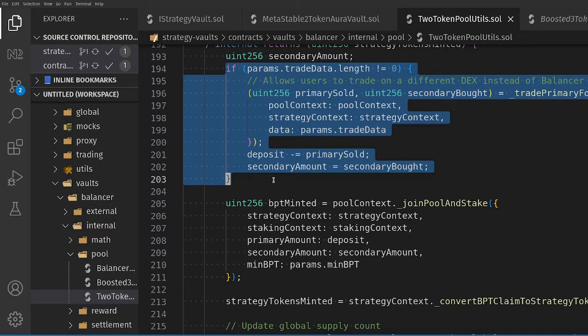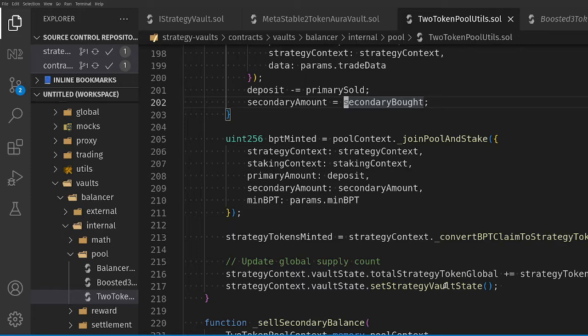They can either go in ETH single-sided, because this is a metastable pool, so the IL, the impermanent loss, is limited. But if they wanted to trade on a different DEX like Curve or UniV3, they could specify that in the params, and we would execute that trade for them. If we did, then they would have both ETH and wrapped staked ETH at this point, and then we would join the pool with both of those amounts. But in general, most users are going to just come in with the ETH and join single-sided into this pool.